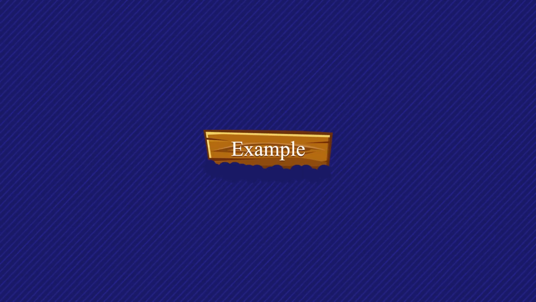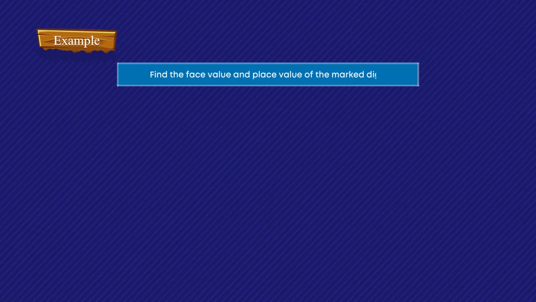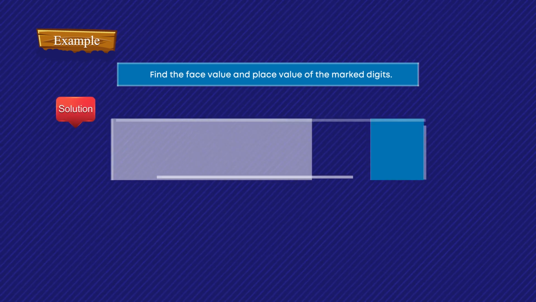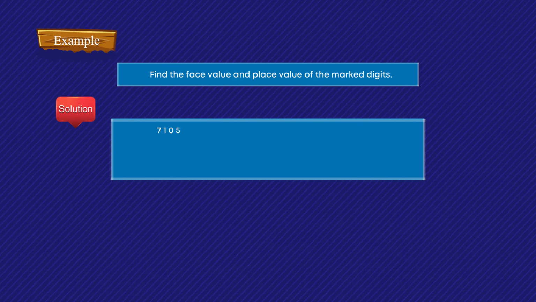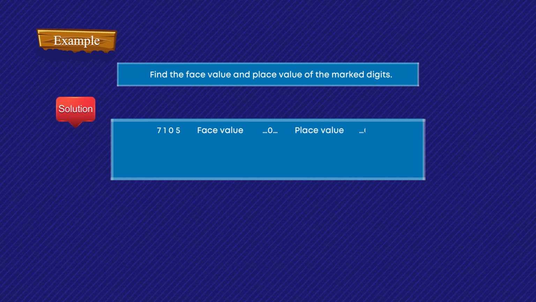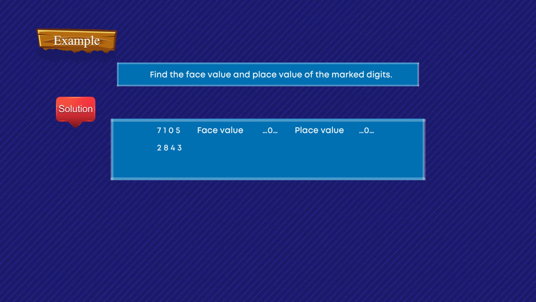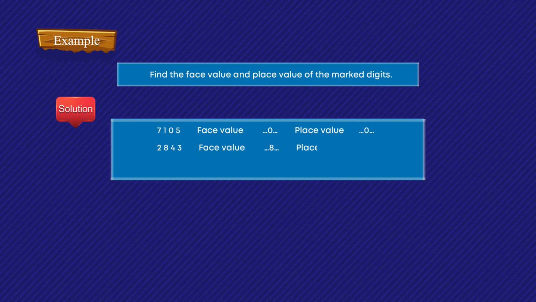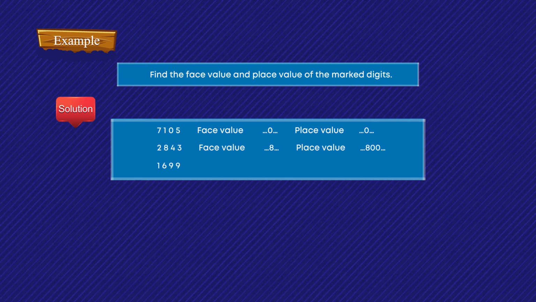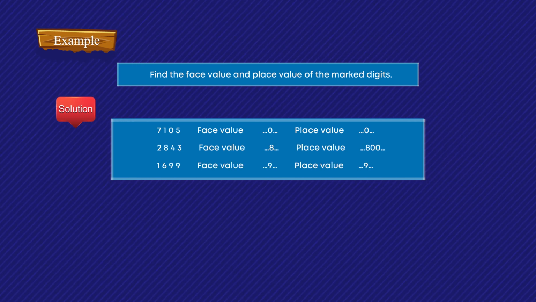Example. Find the face value and place value of the marked digits. Solution. 7105: face value 0, place value 0. 2843: face value 8, place value 800. 1699: face value 9, place value 9.